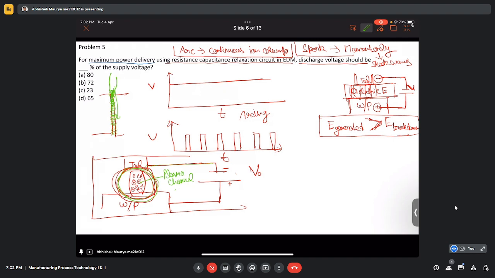So this kind of voltage, we are providing a constant voltage source in order to generate an arc. But what happens in the spark? This is the tool, this is the workpiece. We have connected the positive, we have connected the negative. This is a tool.